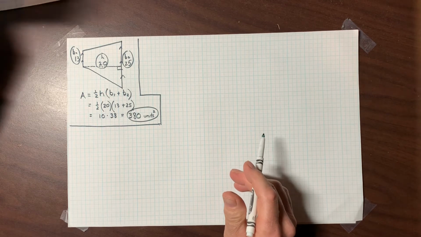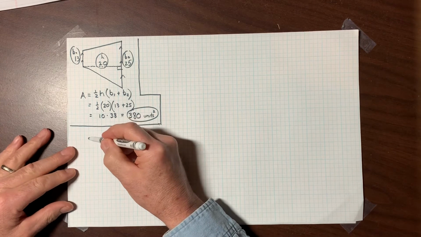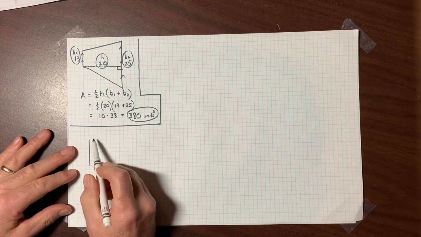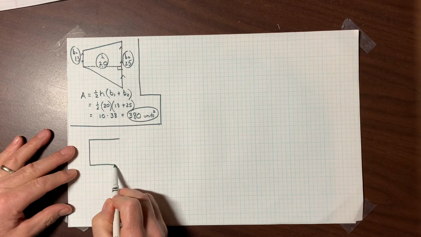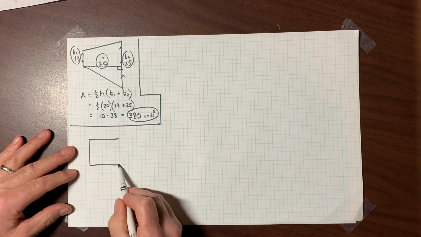Let's do this problem here. I'm going to draw a trapezoid, and I'm going to point something out to you about this trapezoid right after I draw it here. One, two, three, four, five, six.